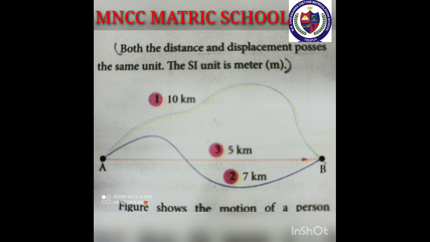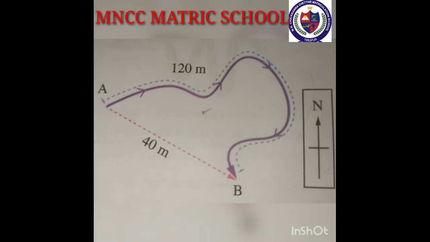See this picture. The path of an object traveling from A to B is shown in the figure. Total distance traveled by the object is 120 meter. The displacement of the object is 40 meter.